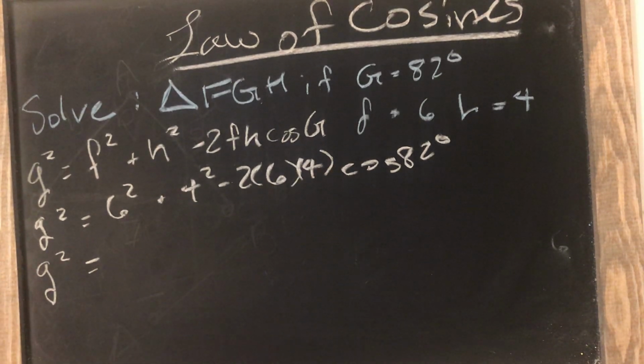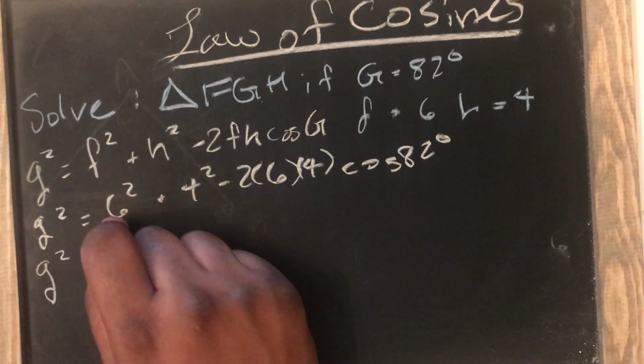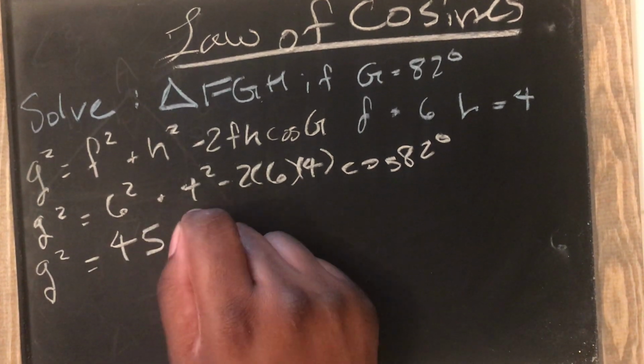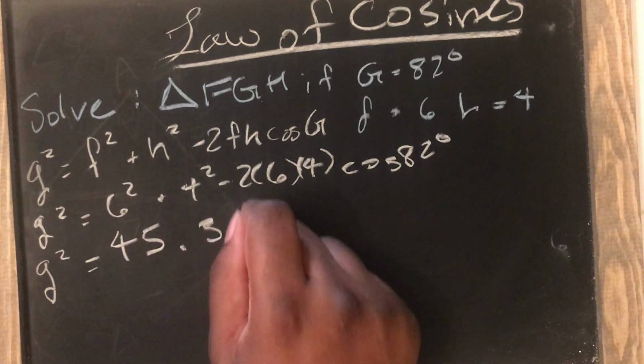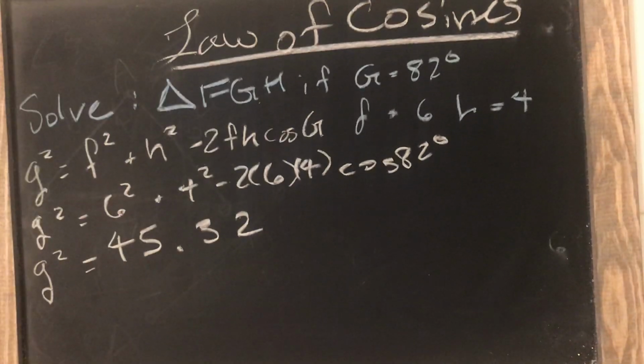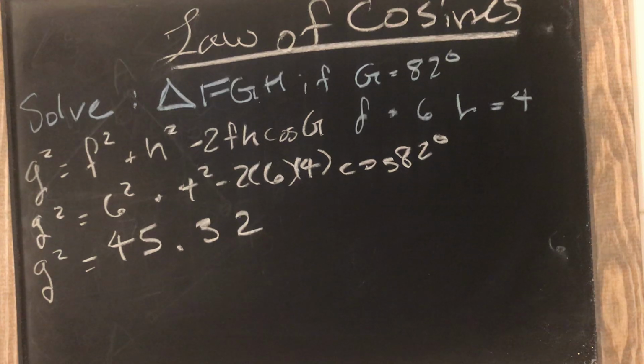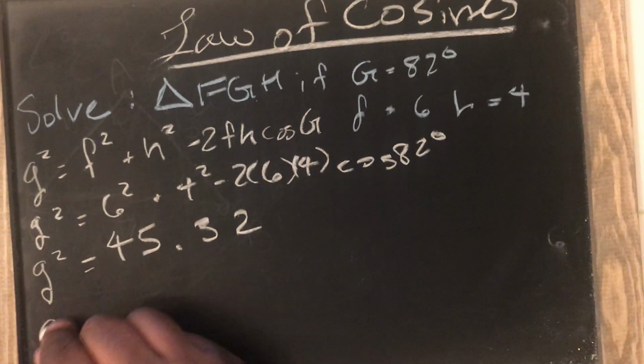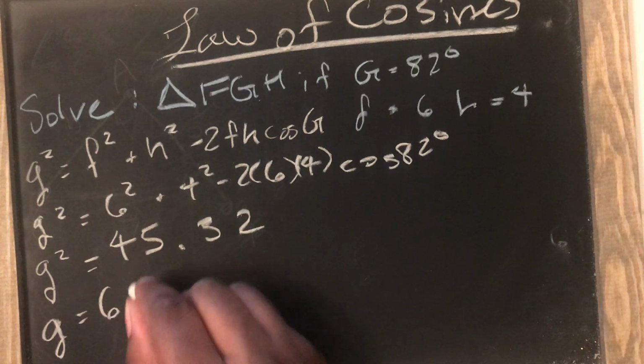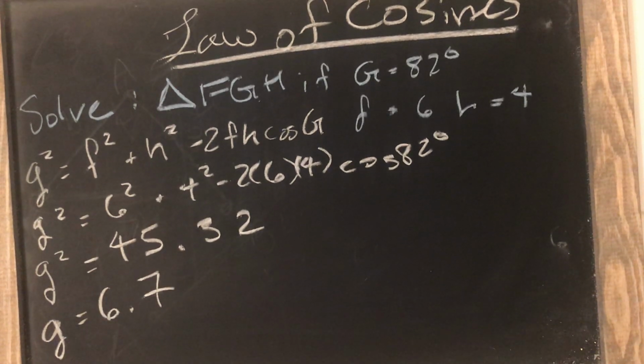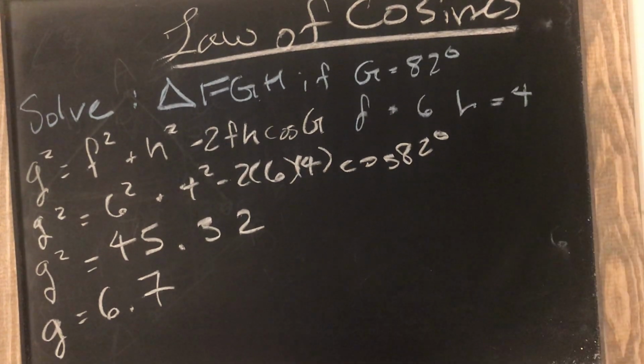g squared equals 45.32, and we take the square root of that. It's about 6.7. All right, so we have g. Now we need to find the other two angles.